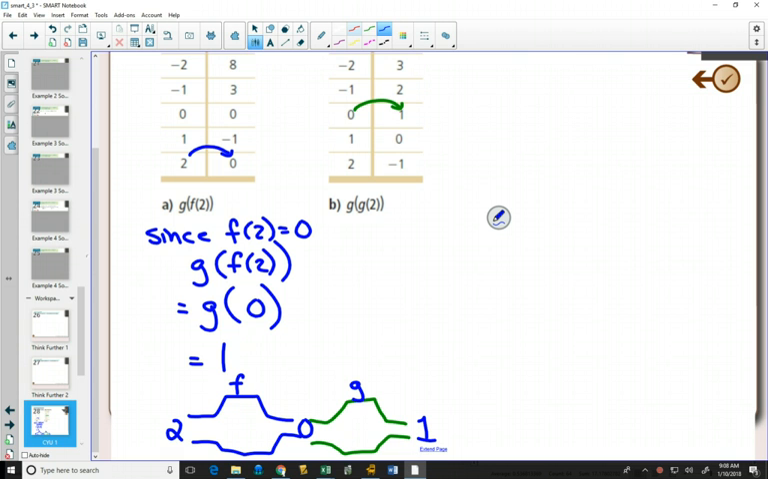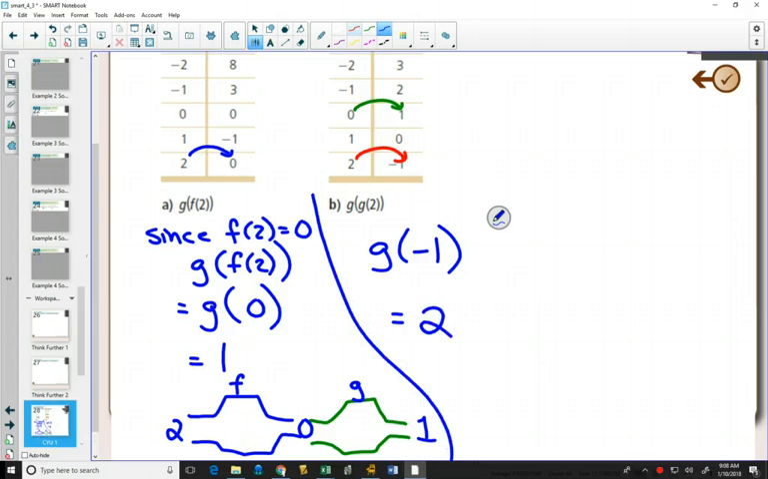So when you plug in 2 into g, do you see that you would get -1? So g of 2 is -1. And then f of -1 is equal to 2 again.